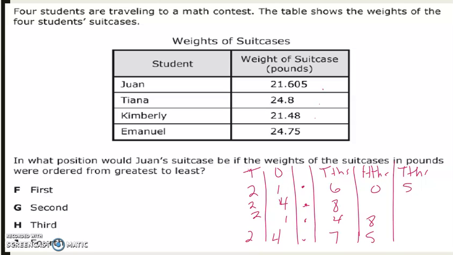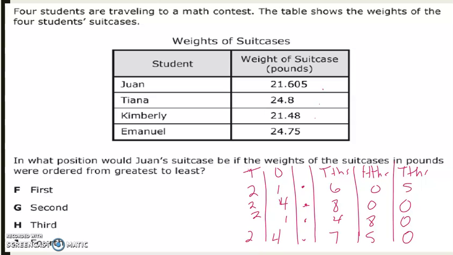So I see that 21 and 605 thousandths has a number in the thousandths place. So I'm going to make sure all my numbers have zeros for the placeholders. So for 24 and 8 tenths, I went ahead and added 2 zeros. So now that's 24 and 800 thousandths. For 21 and 48 hundredths, I'm going to go ahead and add 0 in the thousandths place. And the same for 24 and 75 hundredths. Okay, so now all my numbers are the same length.